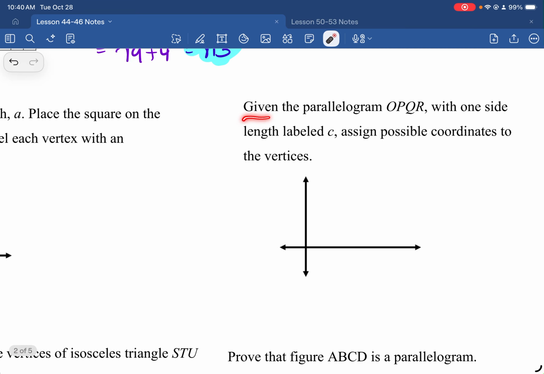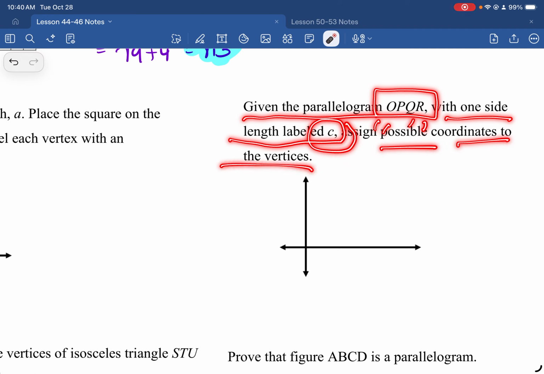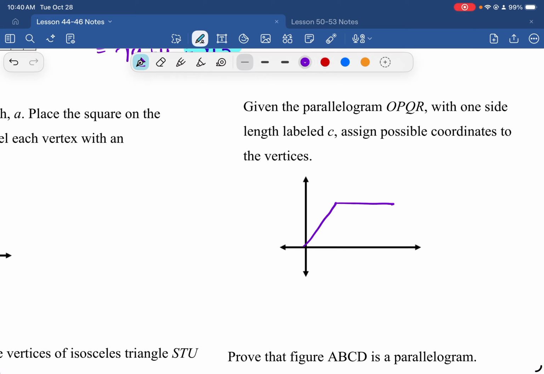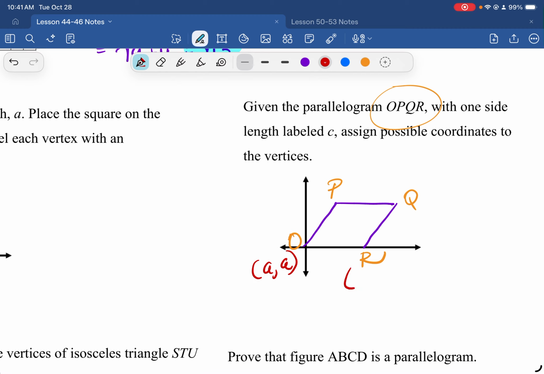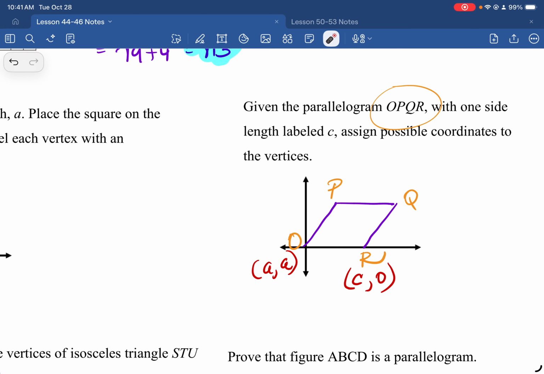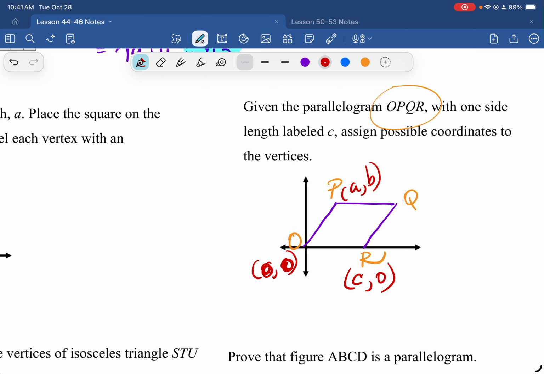So this one over here says, given the parallelogram OPQR, one side length labeled C, assign possible coordinates to the vertices. So let's start by drawing our parallelogram. Once again, we know this to be the origin, so we're going to label that 0, 0. And actually, before I forget, I need to label OPQR because they gave me labels for the vertices. Okay, back to labeling. So they said one side length labeled C. So we're going to go C units to the right, which would make this C, comma 0. Now, this coordinate right here has to be two different letters, two different variables, because it's not an A, it's not a C. This right here is going to be A, comma B.